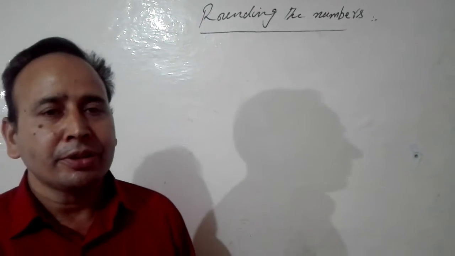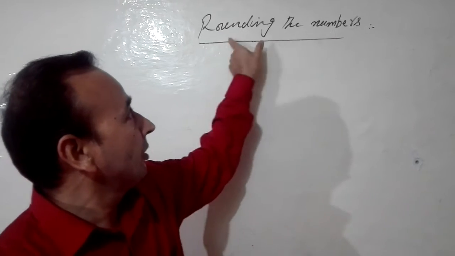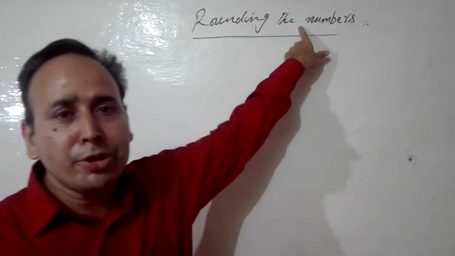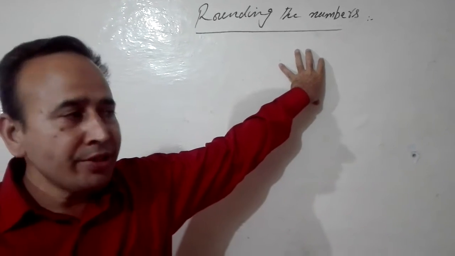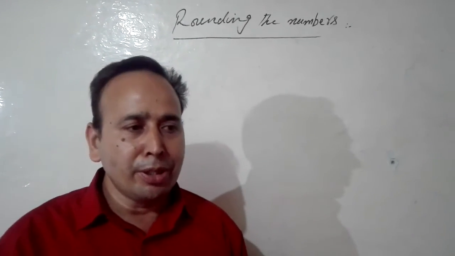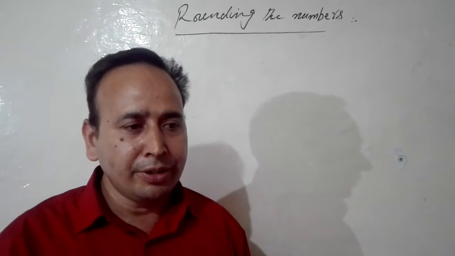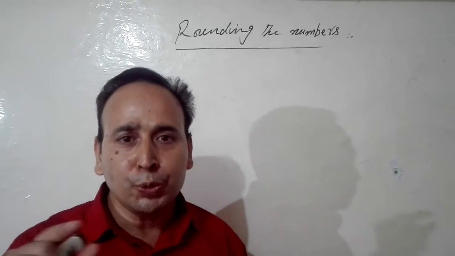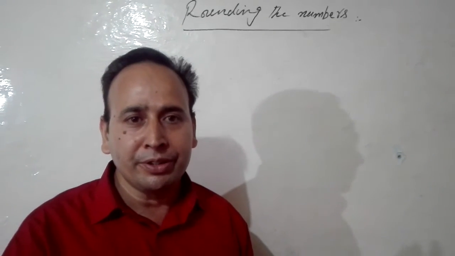The topic is rounding the numbers. Rounding the numbers means we have to decrease the numbers. Sometimes it happens in some measurements that some observers or some scientists do not require a huge quantity of numbers, only small quantities of numbers.